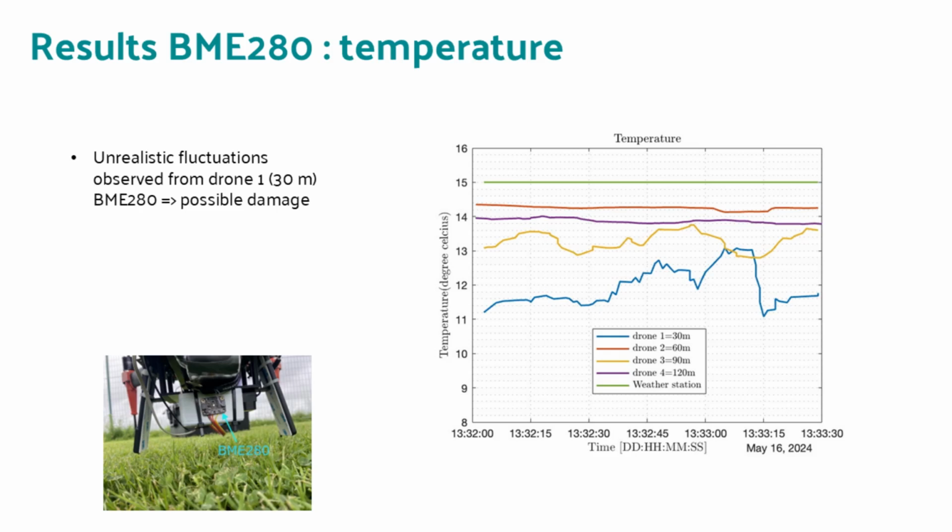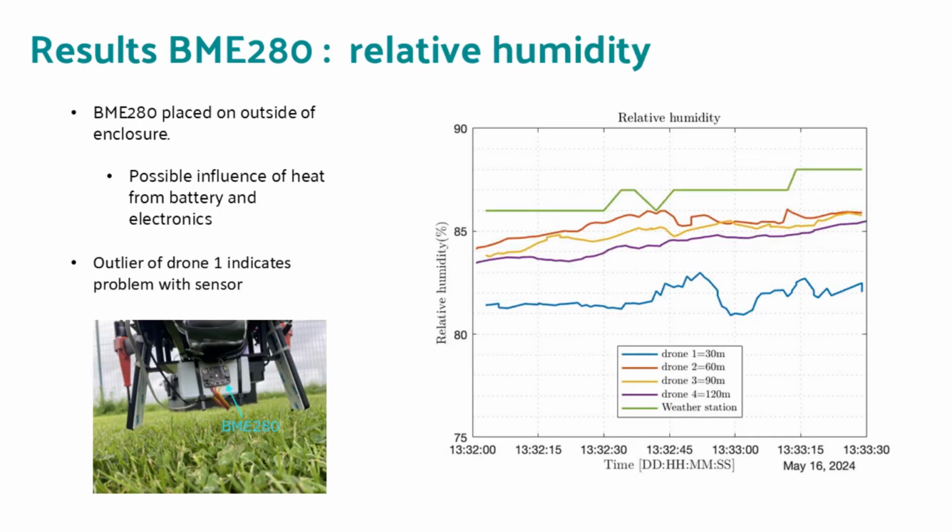And the BME 280 is apparently known to be somewhat sensitive to environmental stress, and this could have caused these erratic readings. And this is the slide with the humidity. You can see that again drone 1 is an outlier when it comes to the readings.